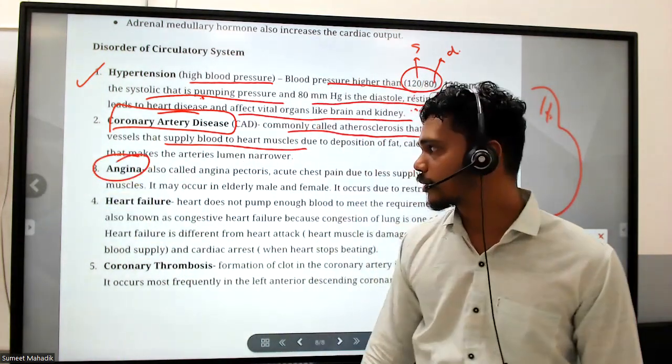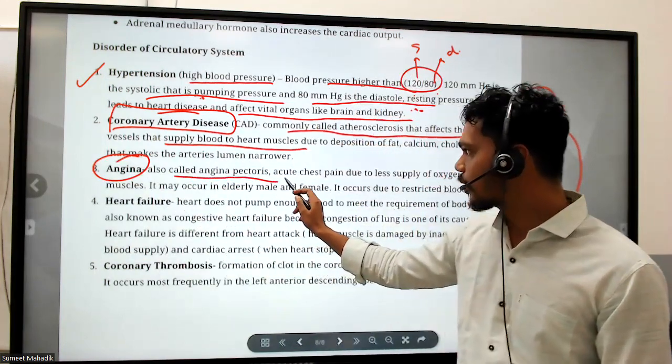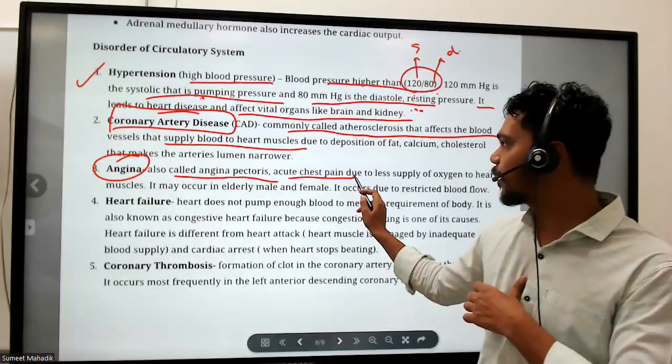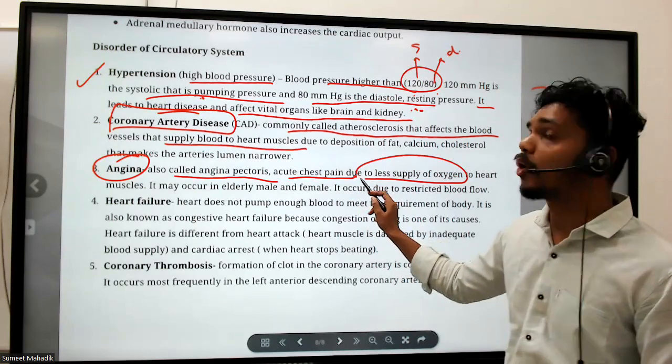Angina pectoris is also called acute chest pain. Chest pain will be there due to the less supply of oxygen.